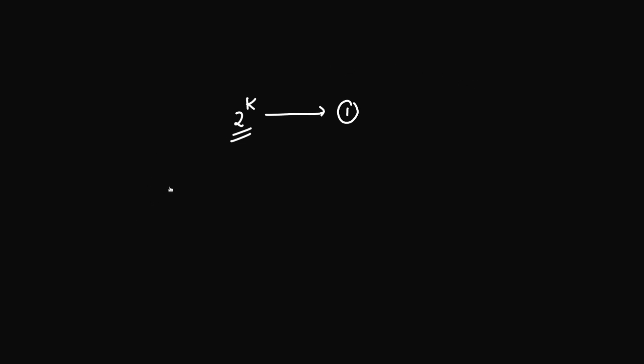Okay, so for example, consider 16. If you keep dividing it by 2, you'll have 8, then you'll have 4, then you'll have 2, and then you'll have 1. Consider another number, say 24. If you keep dividing this by 2, you'll have 12, and then 6, and then 3. And here you realize that you cannot divide this number by 2, because this thing becomes an odd number.